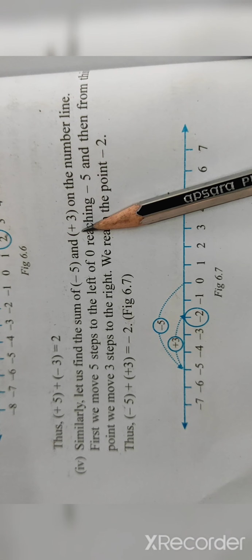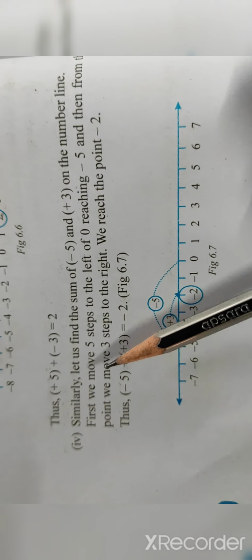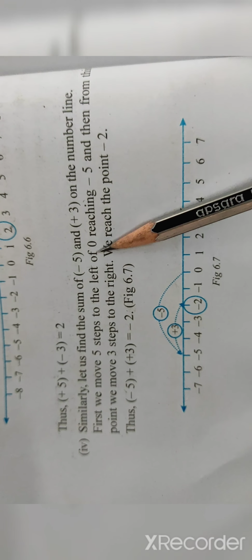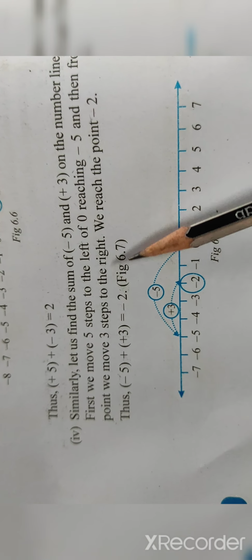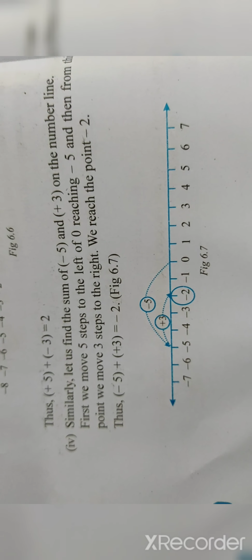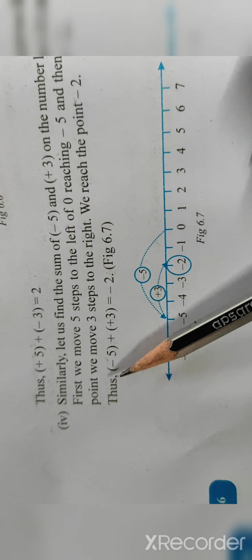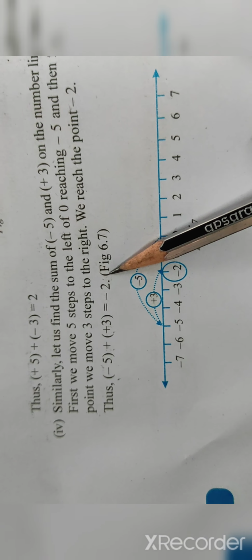Now similarly, let us find the sum of minus 5 and plus 3 on the number line. First we move 5 steps to the left of 0 reaching minus 5, and then from this point we move 3 steps to the right side to reach the point minus 2. See here, thus minus 5 plus 3 is equal to minus 2.